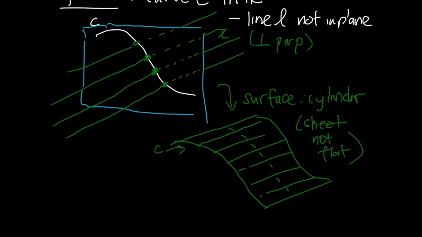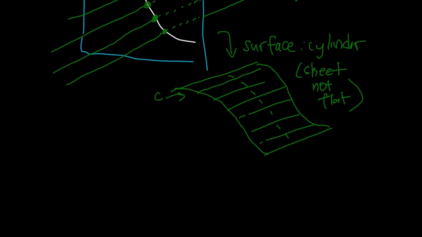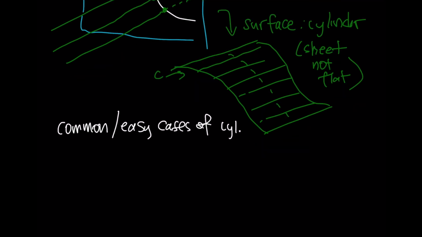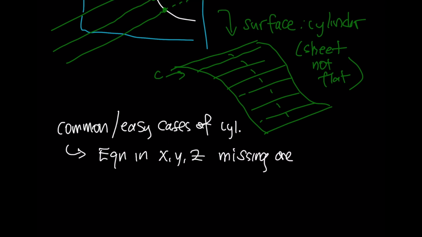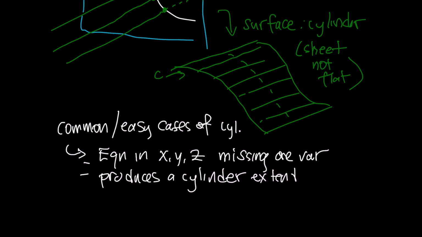And what we're going to talk about here are common, and I should say easy, cases of cylinders. This is going to be when we have an equation in the three letters x, y, and z that is missing one of the variables. This ends up producing a cylinder in that missing variable direction, and it extends in the missing variable direction.